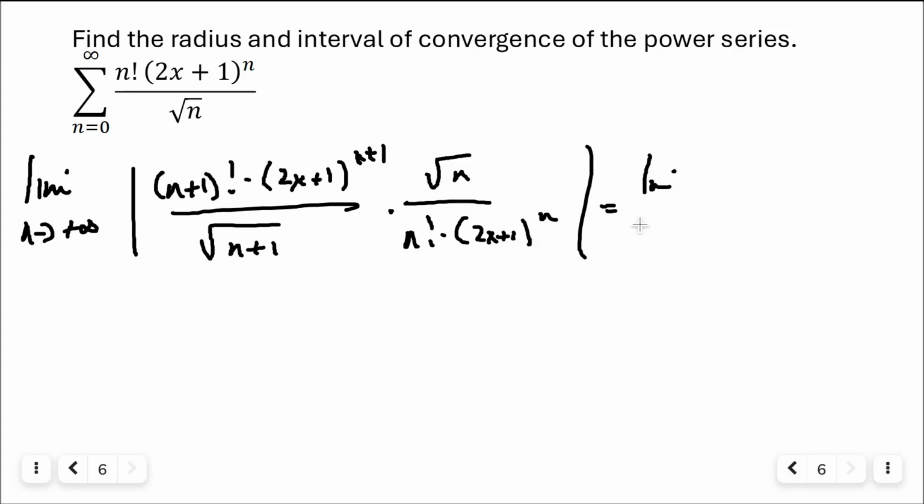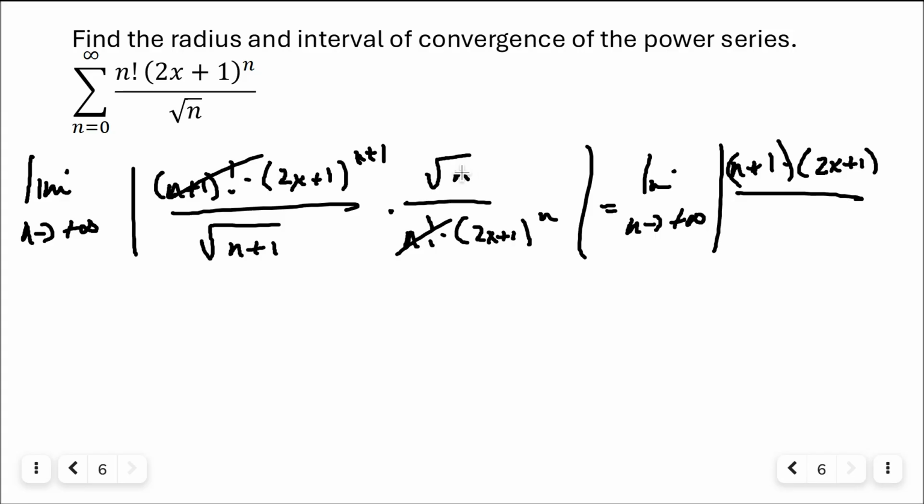Okay, let's try to clean it up. n plus 1 factorial over n factorial. This one contains an n plus 1 that the other one does not. So we're going to write that. Get rid of those two. 2x plus 1 to the n plus 1 over 2x plus 1 to the n. It's going to give me a 2x plus 1. And this is square root n over square root n plus 1. I can't really clean that up, so I'm just going to leave it there for now.